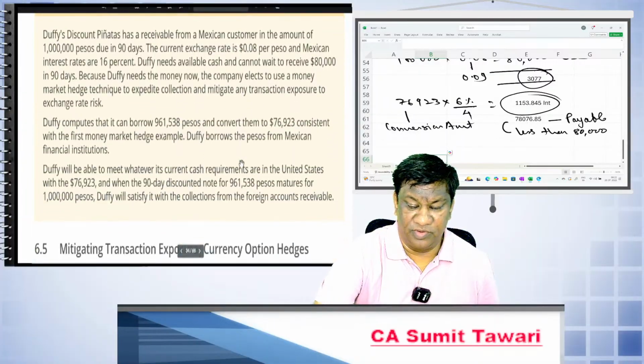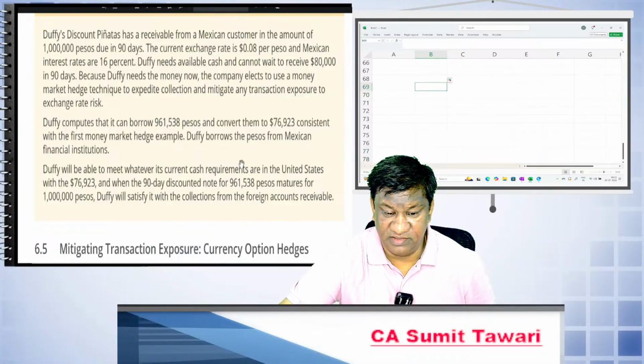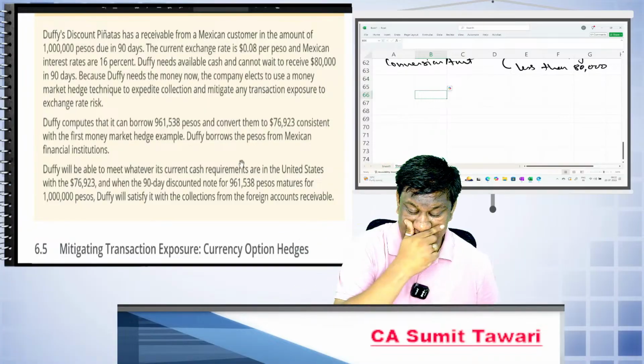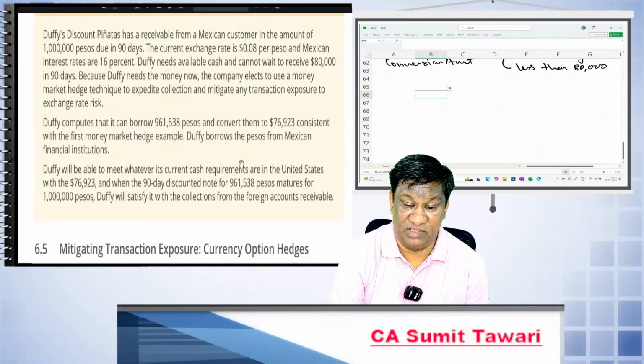Okay. Now, whatever we saw was for payable, and in receivable it is the same thing. The only thing is that either we need to deposit the money in their country or deposit the money in our country. Okay. So here, Duffy's Discount Pintas has a receivable from a Mexican customer in the amount of 1 million pesos due in 90 days.